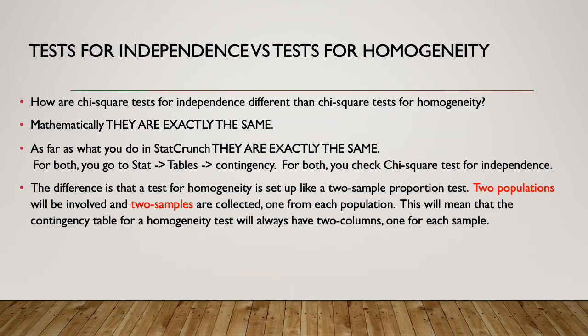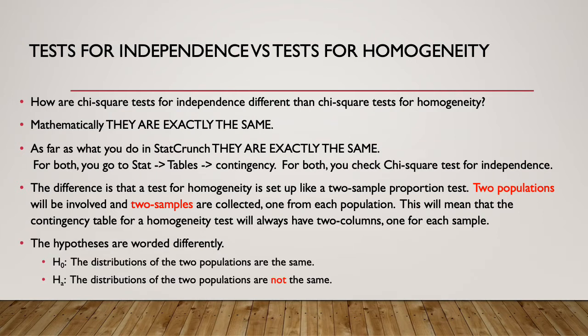The word homogeneity just means similar or like, and really what you're looking for is, are these two populations similar or are they not similar? And that's similar to what we did in a two-sample proportion test. In a two-sample proportion test, we collected two samples from two different populations, and we compared the proportions between those populations to see if they were close enough to be considered the same. This is going to be similar to that. It's just that instead of a single proportion, we might have a number of factors from the other categorical variable that you're looking at.